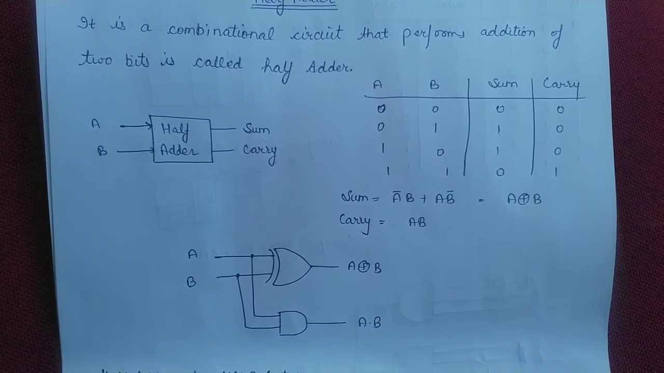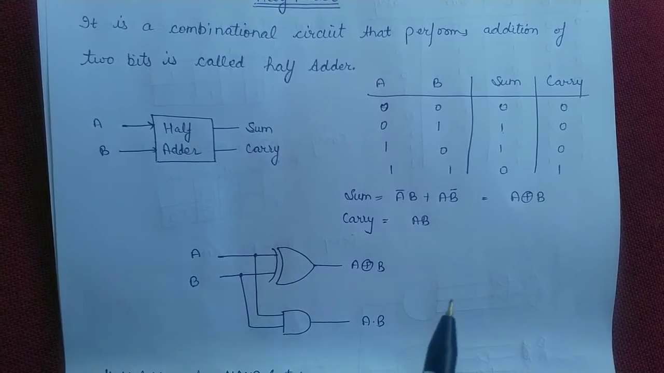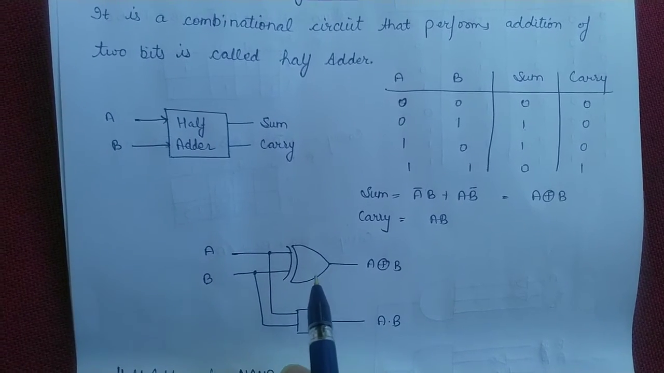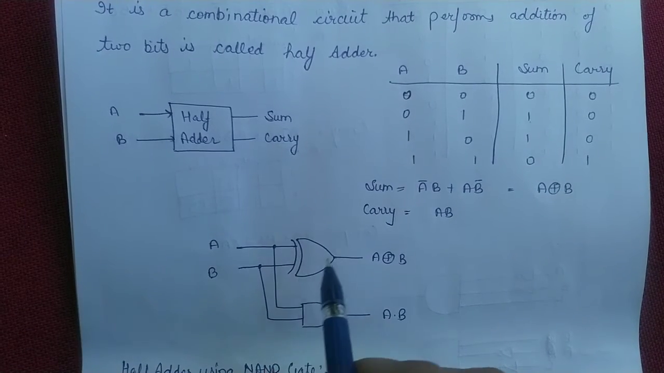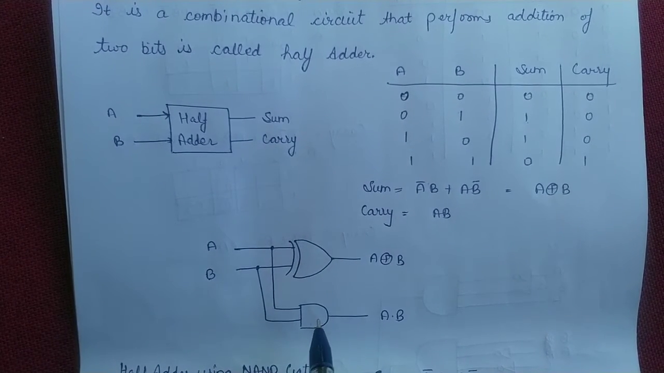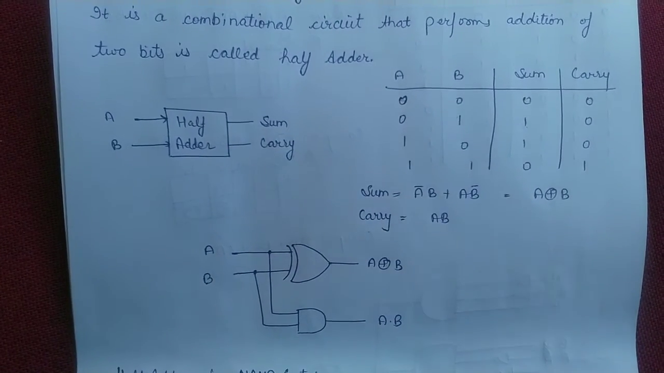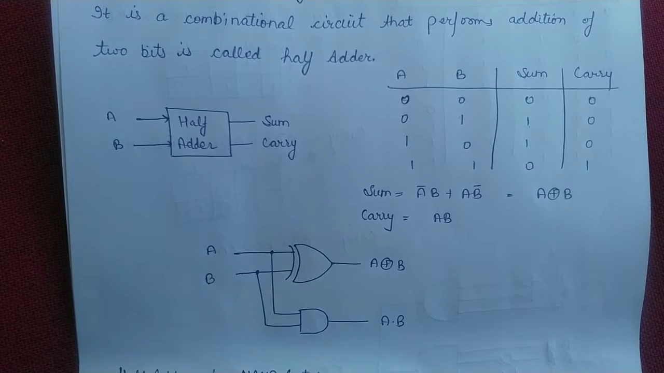If we draw the circuit diagram for this expression, we can draw it like this: this represents the XOR gate with A and B, and this represents the AND gate. So this is the circuit diagram for half adder.